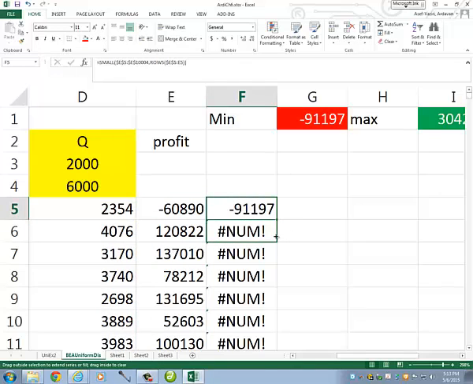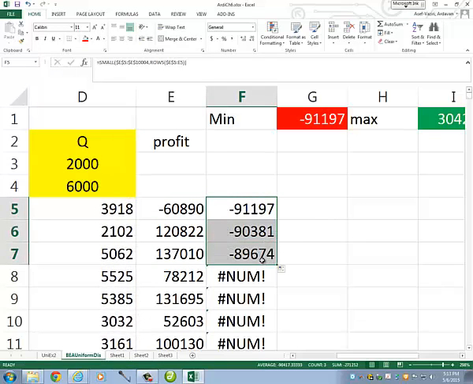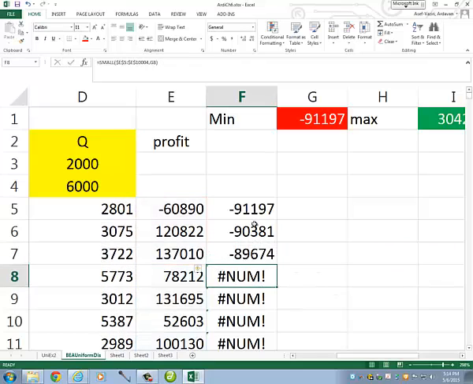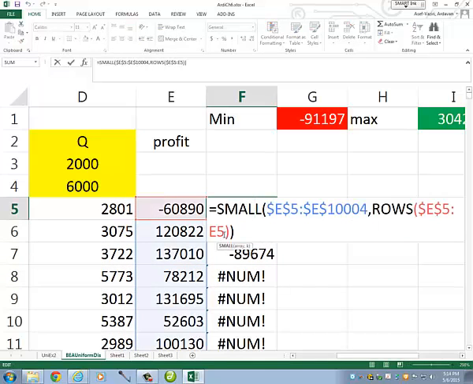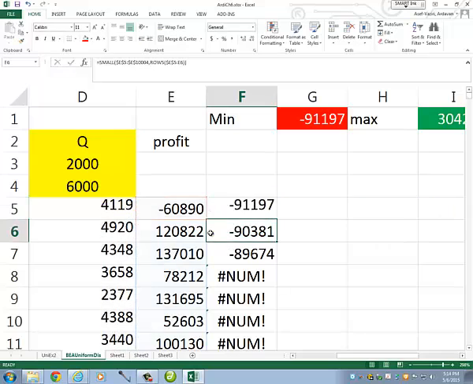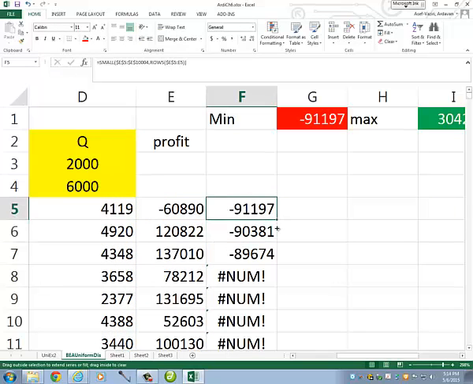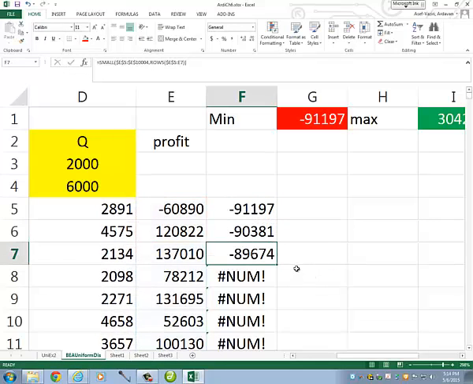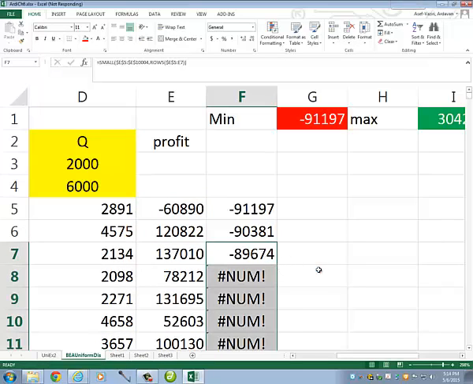Then I copy it down. Now let's look at the formula. It refers to the same matrix, the same row, but it says rows from E5 absolute to E7. Why? Because in this formula the second E5 was relative, and as I copy it down it becomes E6 and then E7 and so on and so forth. Therefore I can find the first small, second small, and the last small number.